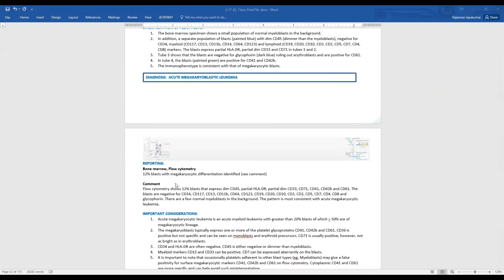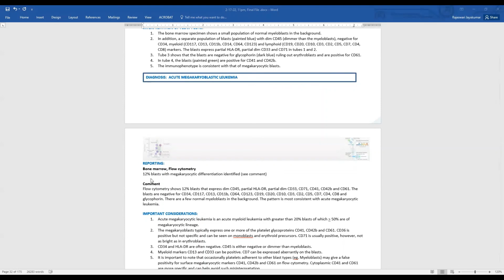Although, we don't use the blast percentage from flow cytometry as the final number. We always use the differential count. But sometimes there are cases where you get like 80% blast, 70% blast. Those cases you can straightforwardly call as acute leukemia. Here you cannot. So we just report it as 12% blast with megakaryocytic differentiation identified.